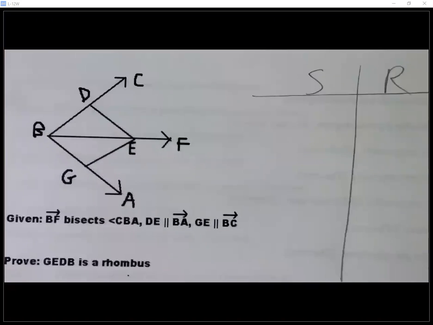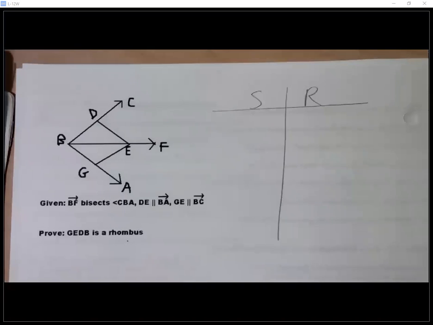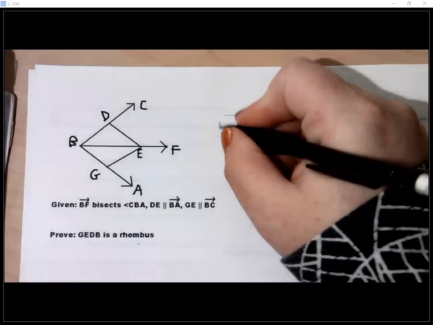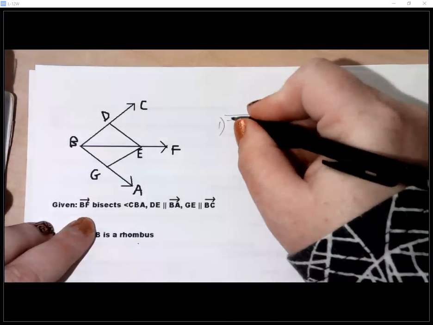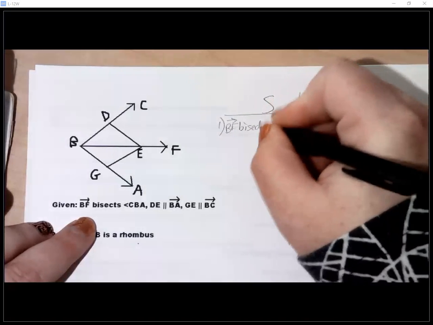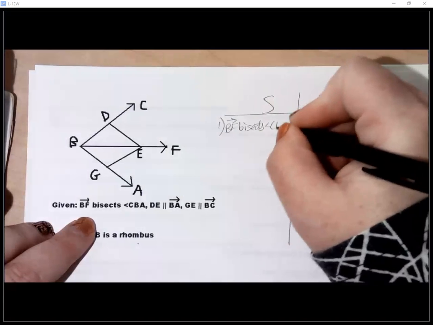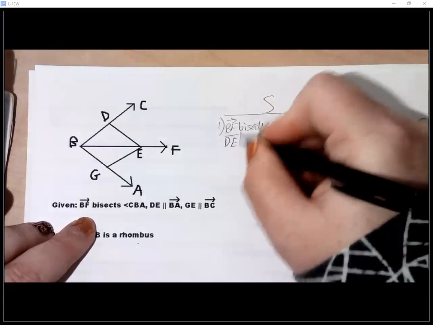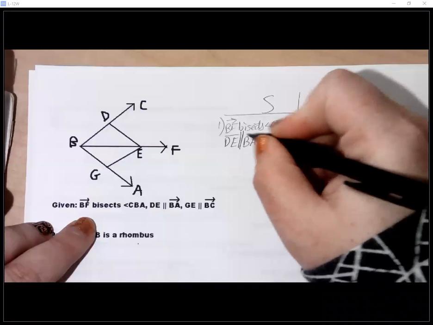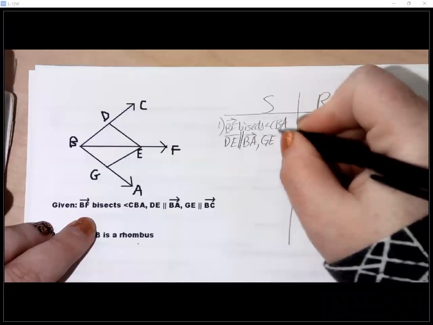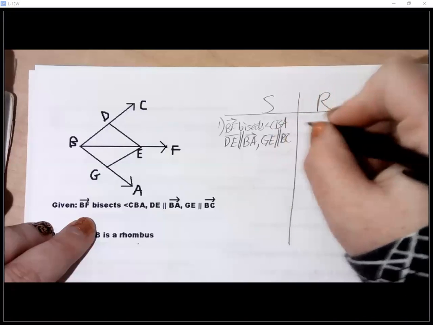Zoom out a smidge. All right, so in the given, I know that BF bisects CBA. DE is going to be parallel to BA. All right, cool. And GE parallel to BC. All right, all that's in the given.